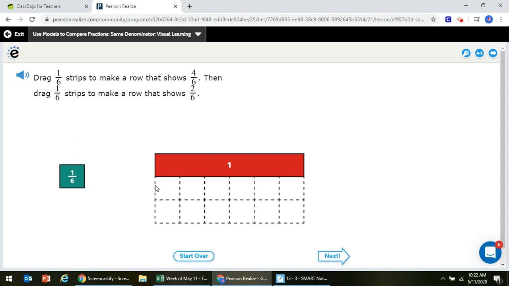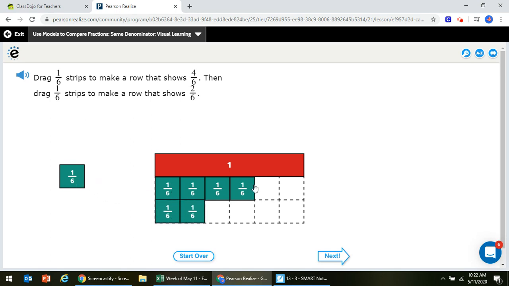So this is asking us to show our 1/6, our unit fraction, to make a row that shows 4/6. So 1/6, 2/6, 3/6, 4/6. Now you can see that I have 4/6 of the fraction. Then it's asking me to make a row that shows 2/6. How many of these would I need? You said 2. You are correct.